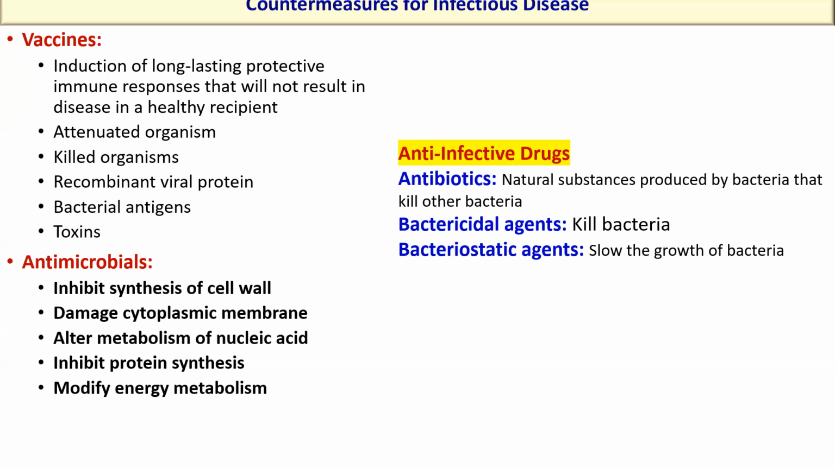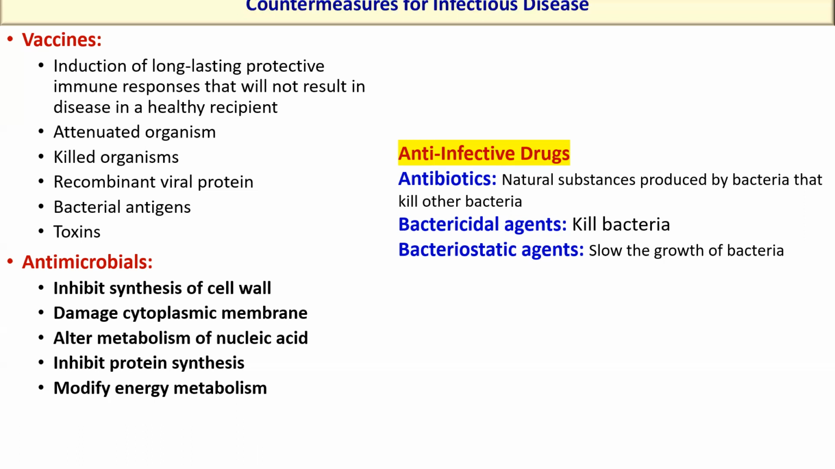And there's a difference between antibiotics, bactericidal agents and bacteriostatic agents. Antibiotics are medications or natural substances produced by bacteria that will kill other bacteria. However, bactericidal agents or drugs are going to destroy the bacteria, and bacteriostatic agents are slow agents that will slow the growth of the bacteria.